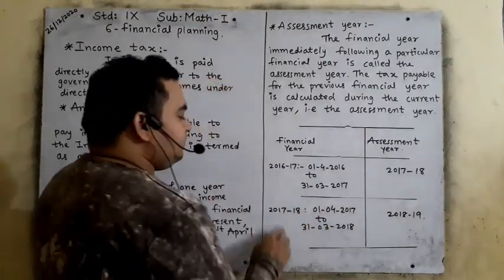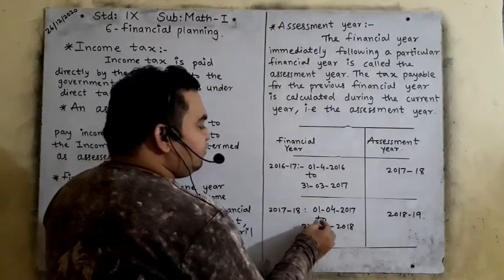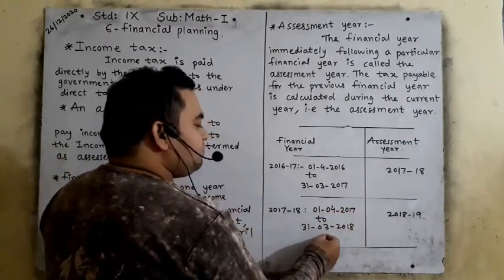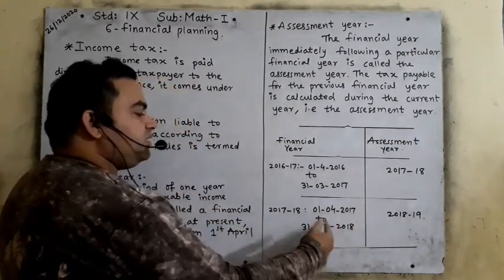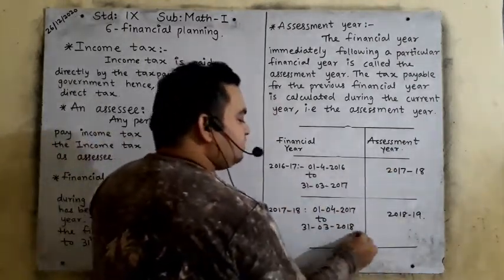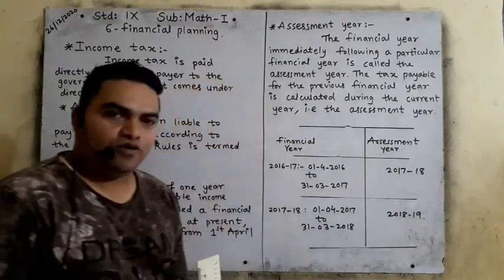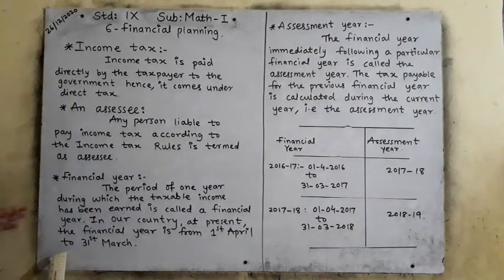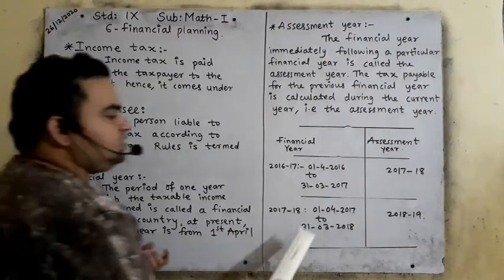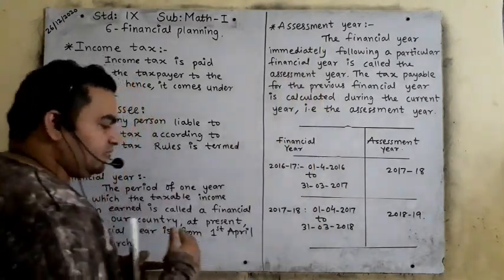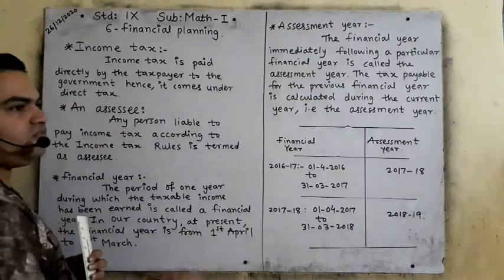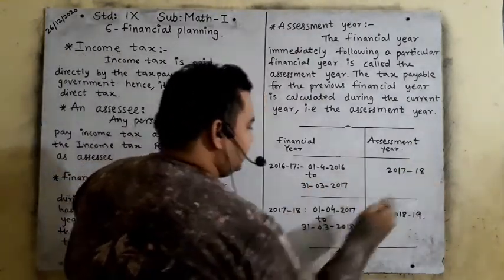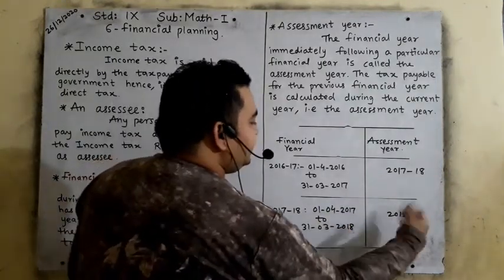Clear? Now see here, the financial year started from 1st April 2017 to 31st March 2018. So the assessment year, its next connecting, that is 2018 to 19. I hope you understood. Financial year started from 1st April to the next 31st March, right? So here the assessment year will be the following year. See, 16-17 means 17-18. 17-18 means it will be 18-19.